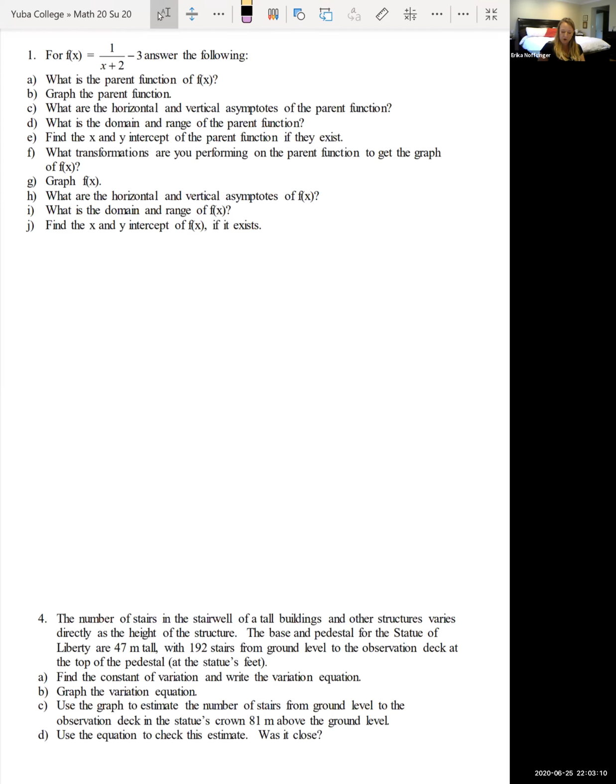Okay, so for this first one, it says f of x is equal to 1 over x plus 2, that quantity, minus 3. Answer the following. So what is the parent function? And then it wanted us to graph what that parent function looks like. So you should all know what that parent function is. So it's the reciprocal function, 1 over x.